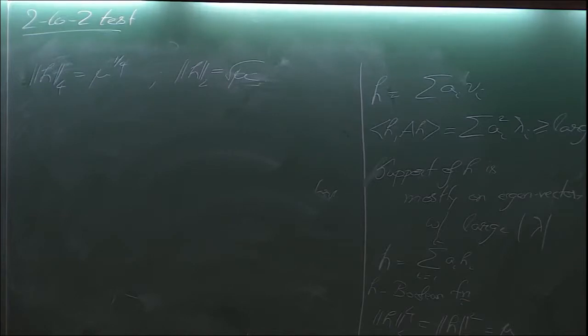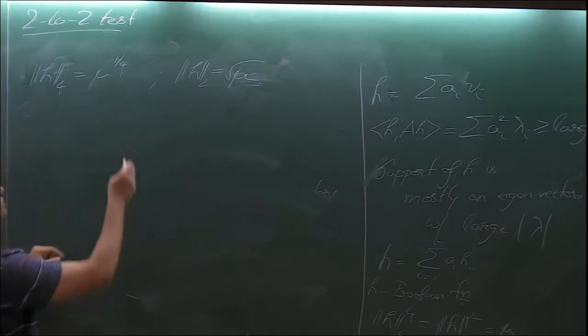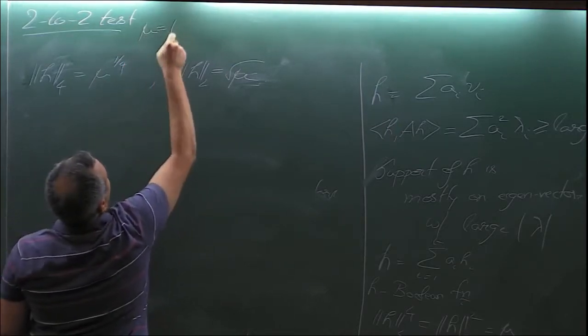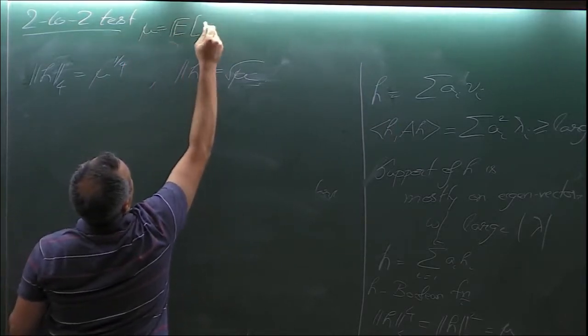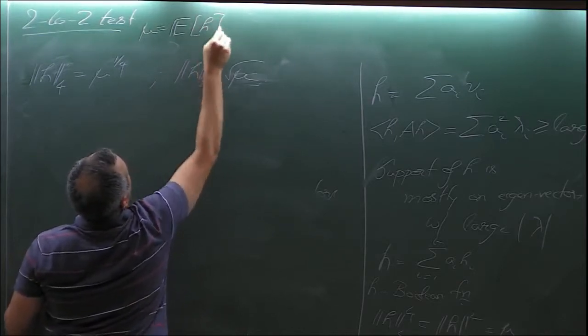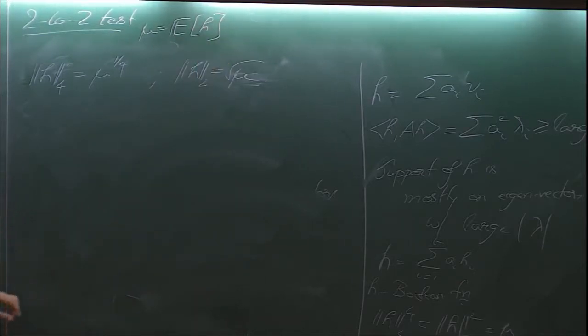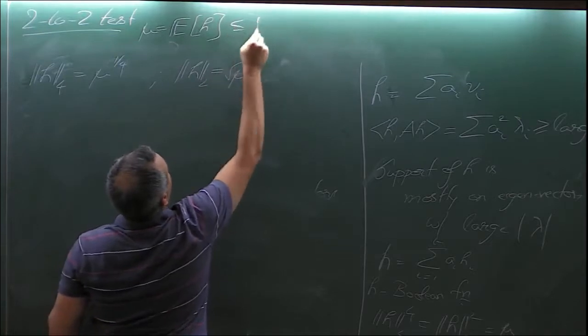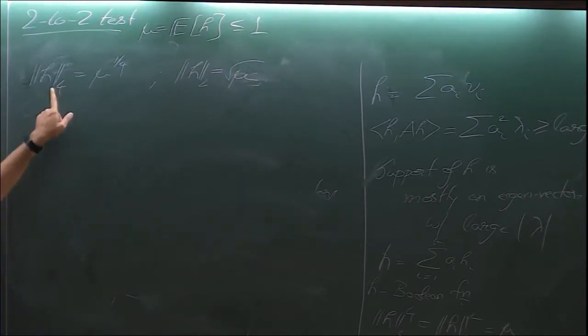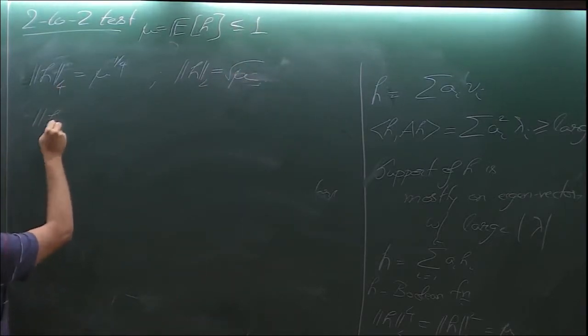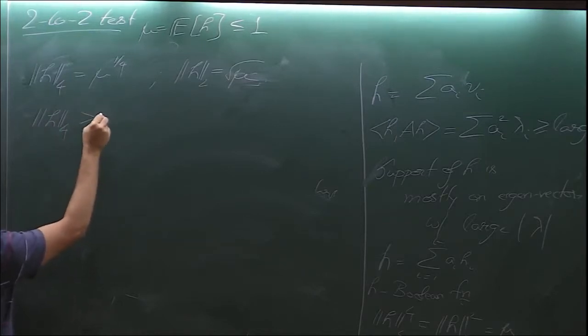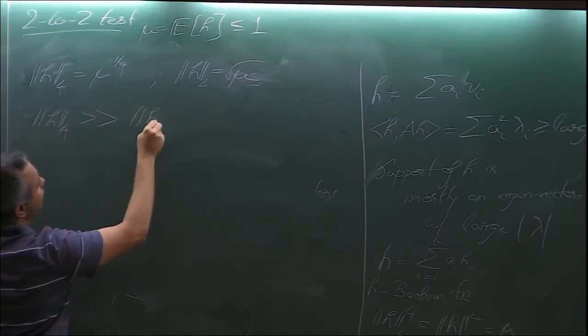So it has this feature that a set which stays should have the fourth norm be larger. Here mu is the expected value of H, a number less than one. So for small mu, the fourth norm is considerably larger than the second norm.